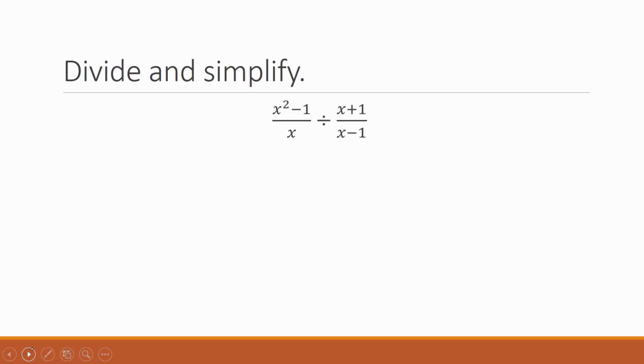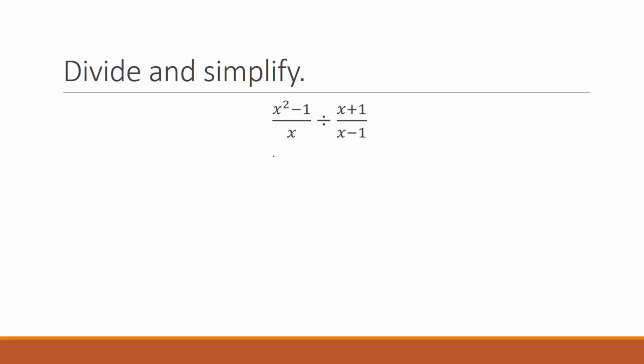So let's take a look at an example. Here we have x squared minus 1 over x divided by x plus 1 over x minus 1. So again, the first thing that we need to do is to rewrite this as a multiplication problem.